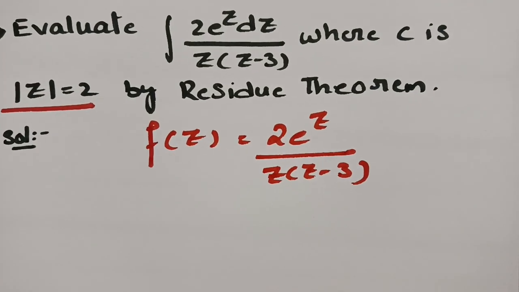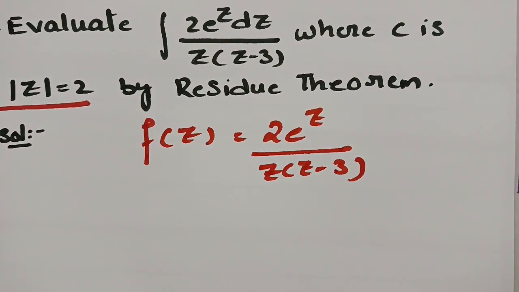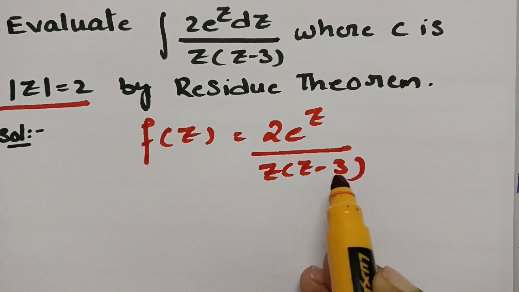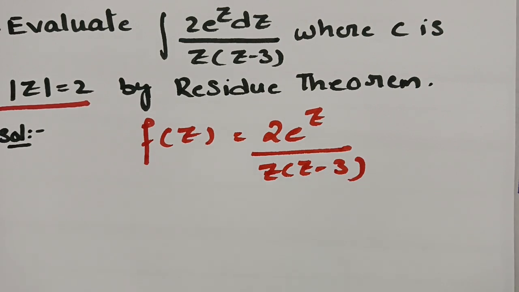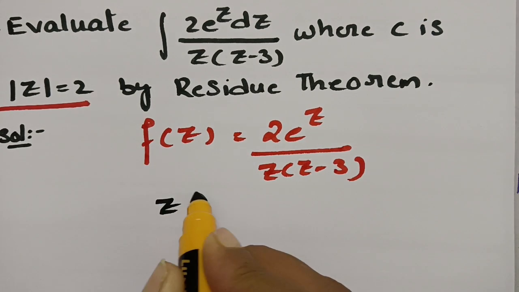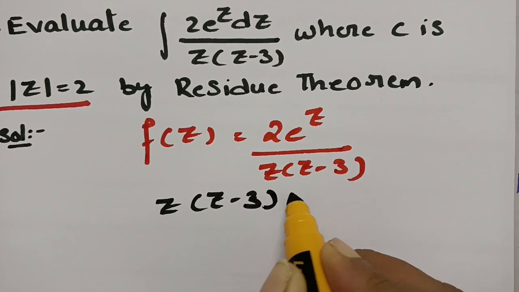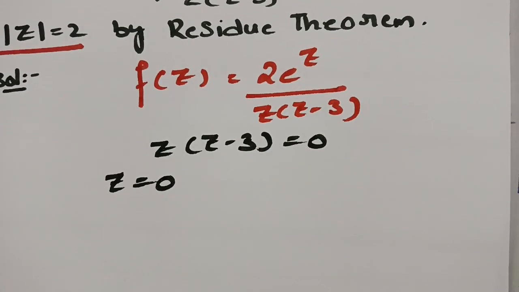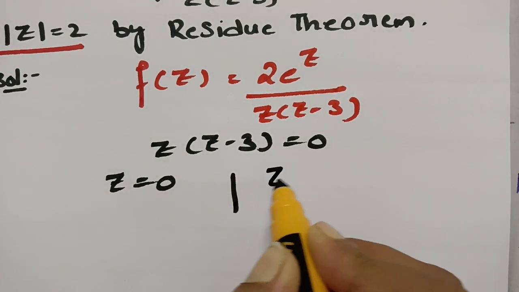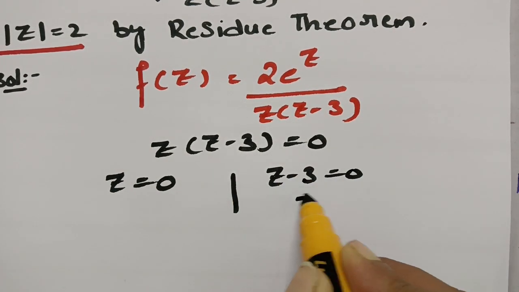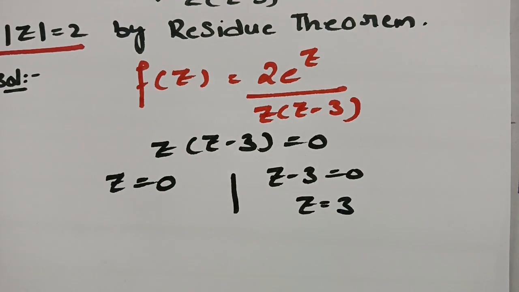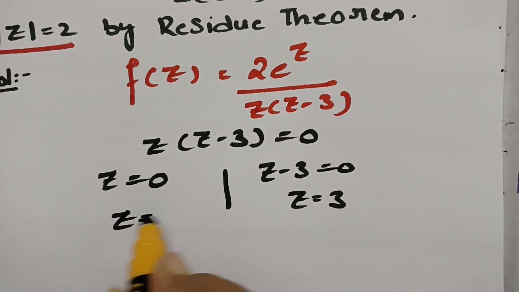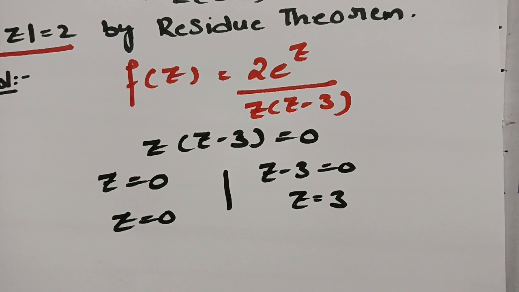First of all, we have to find the poles for this function. In order to find the poles, as usual, we equate the denominator to 0. So z(z - 3) = 0. Clearly z = 0 is one pole, and z - 3 = 0 gives z = 3. So here I got two poles: z = 0 and z = 3.